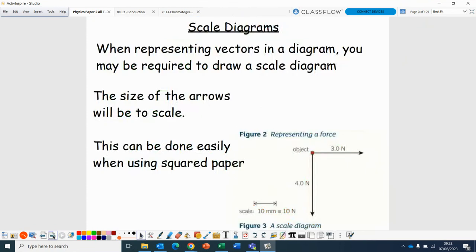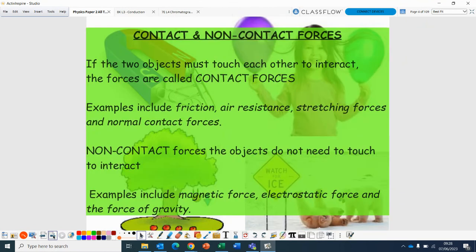Scale diagrams must be drawn as it says, to scale. You need to pick a reasonable scale. Make sure you note it down on your piece of paper and make sure you do arrowheads.